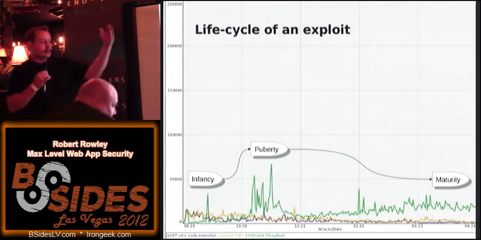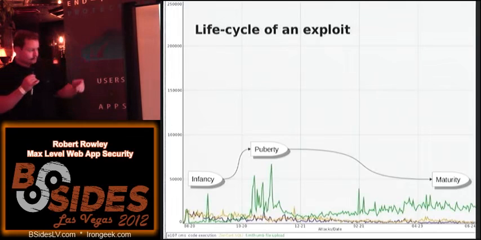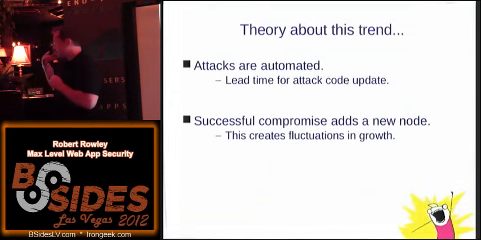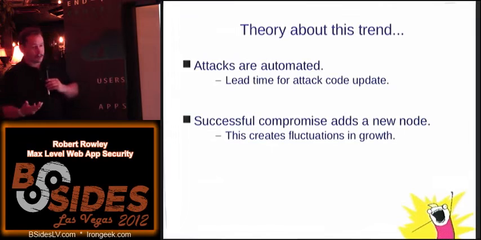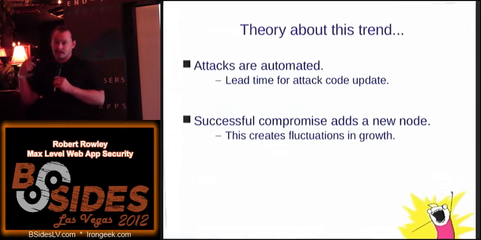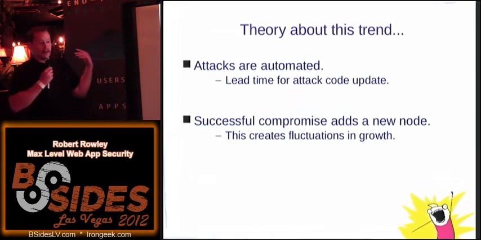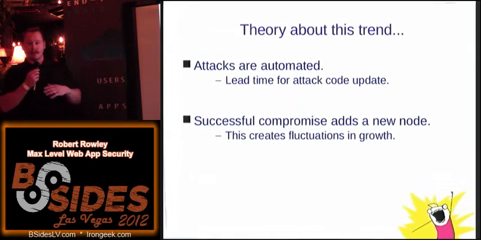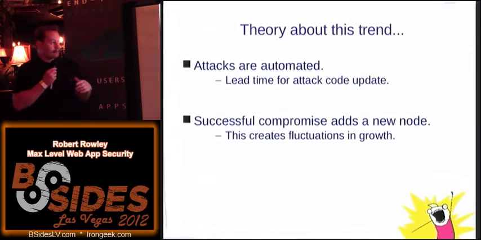And then from there on out, it's kind of the maturity level where it just rolls on out and lives its life. So I have a theory about this. Attacks are automated. This is pretty much known. All these web-based attacks are automated scripts that are just going through, scanning, trying new exploits. But if attacks are automated, that means there's code involved, and there's definitely lead time for the attack code to be updated. Now, when the attack code gets updated, that's when puberty hits, and that's when it hits the fan. If you haven't secured your site by that time, you're going to get compromised.